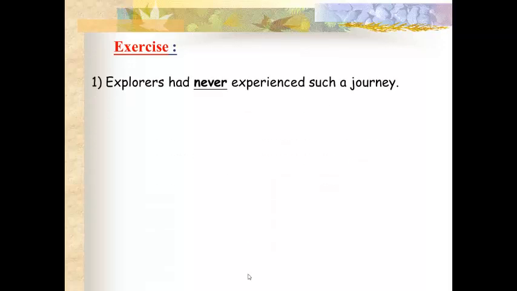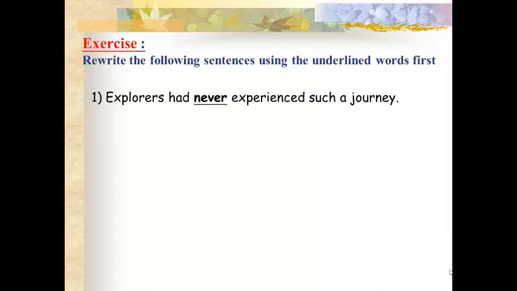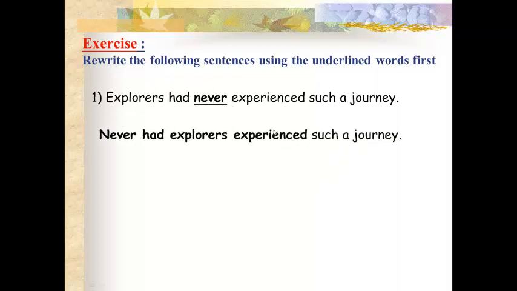Let's see the exercise. Now, rewrite the following sentences using the underlined words first. Number 1: Explorers had never experienced such a journey. You are supposed to write the underlined word never at the beginning of the sentence. As a result, you are supposed to switch between the subject and the auxiliary. Where's the verb here? Had experienced. We switch between the subject and the helping verb. Never had explorers experienced such a journey. Look at the highlighted word, please.